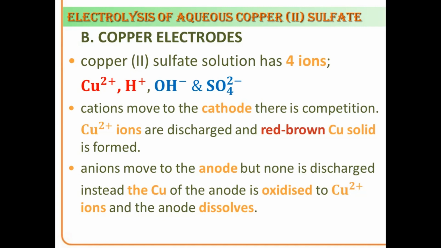Because for every copper 2 plus ion that is deposited at the cathode, another one dissolves from the anode and goes into solution. So the major observation here is that the anode becomes smaller and smaller while the cathode becomes bigger and bigger. When you look at this electrolysis, we are essentially saying that this process is used to transfer copper from the anode to the cathode, and the electrolyte itself remains unchanged.